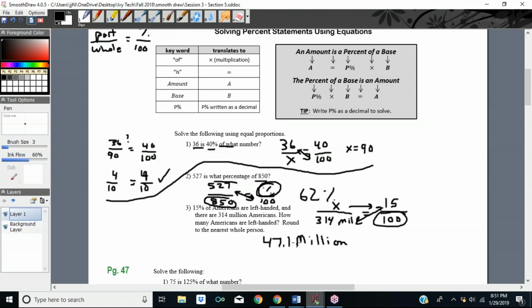So it says round to the nearest whole person. Well, let me throw this in my calculator again. So 15 times 314 million divided by 100. So yeah, 47,100,000.